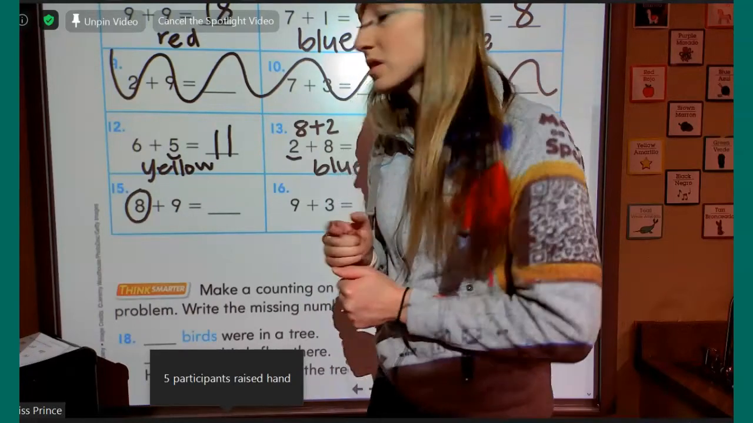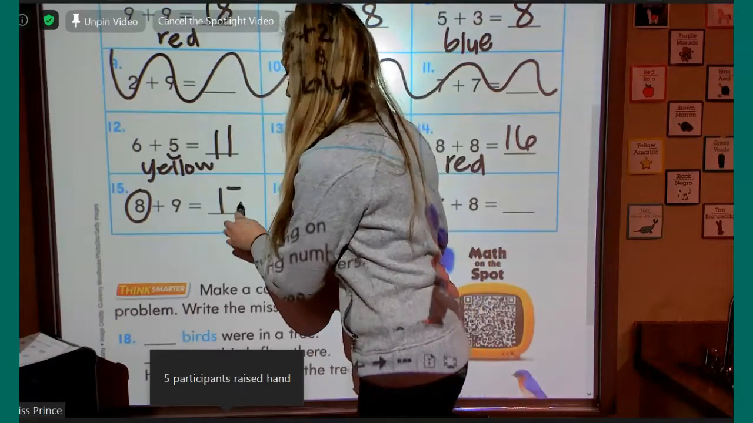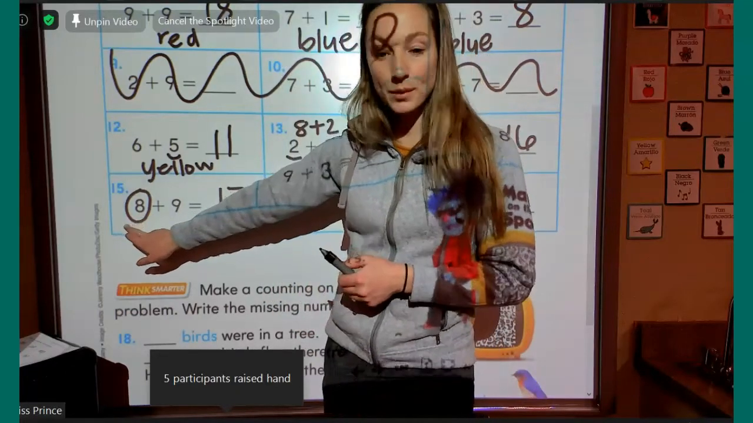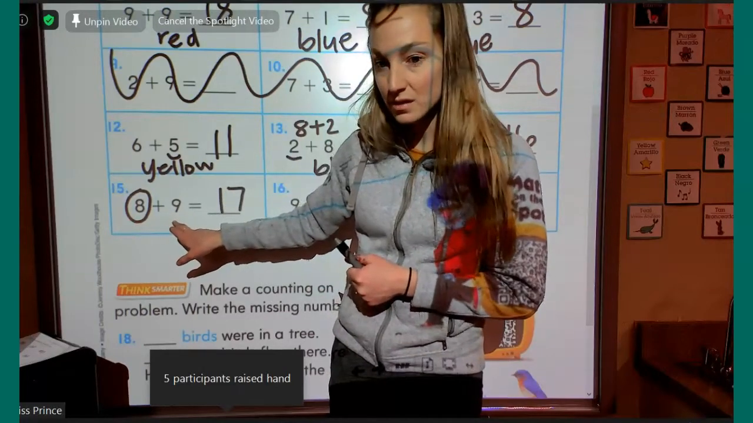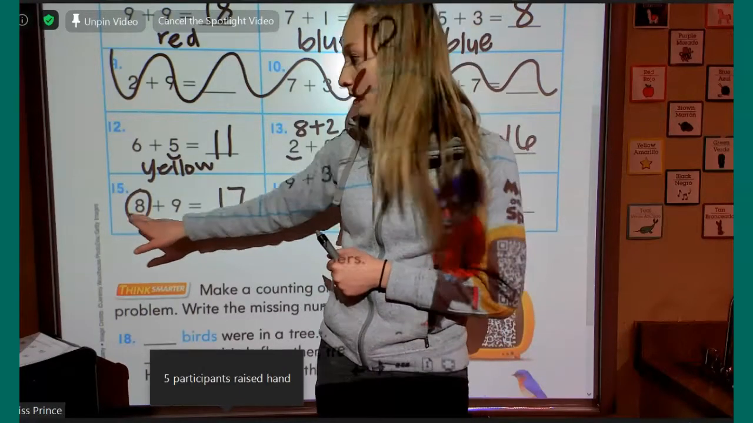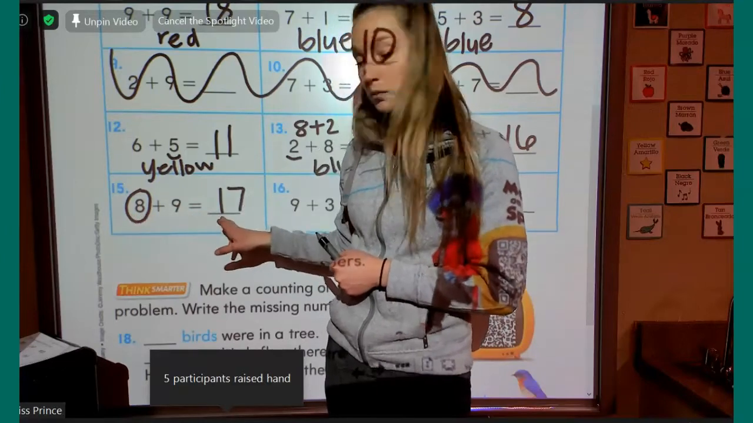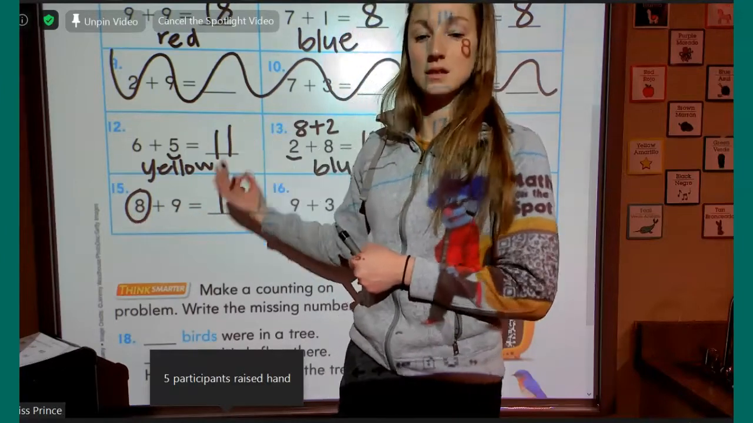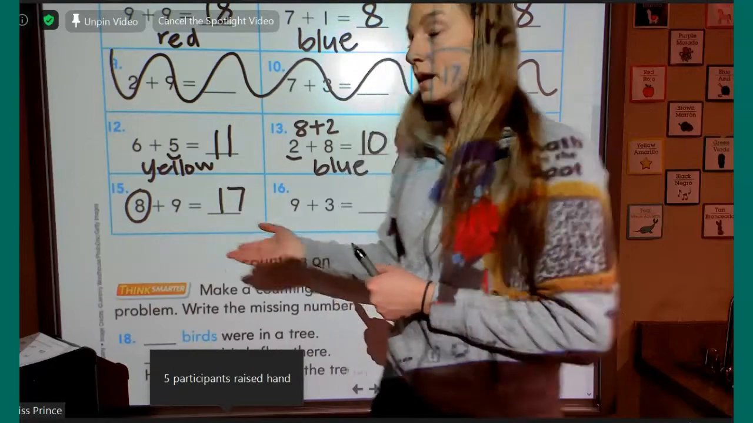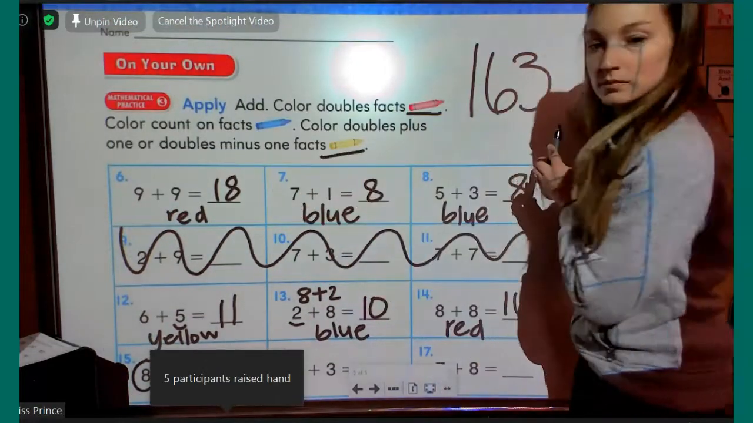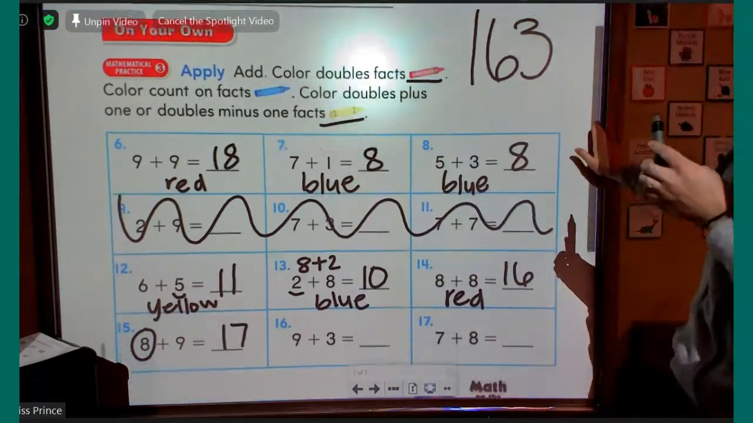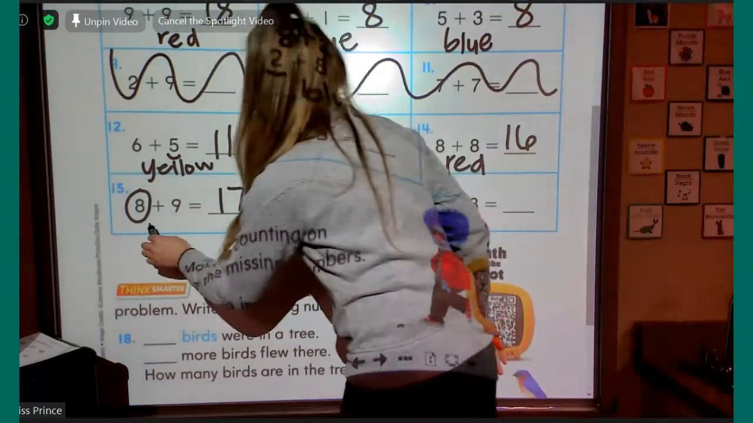Yes, it does equal 17. So we would say 8 plus 8 is 16, but we have a 9 here, so 9 is 1 more. So 8 plus 8 is 16, plus 1 more is 17. Nice job. Doubles plus 1, we color yellow. So we're going to write yellow.